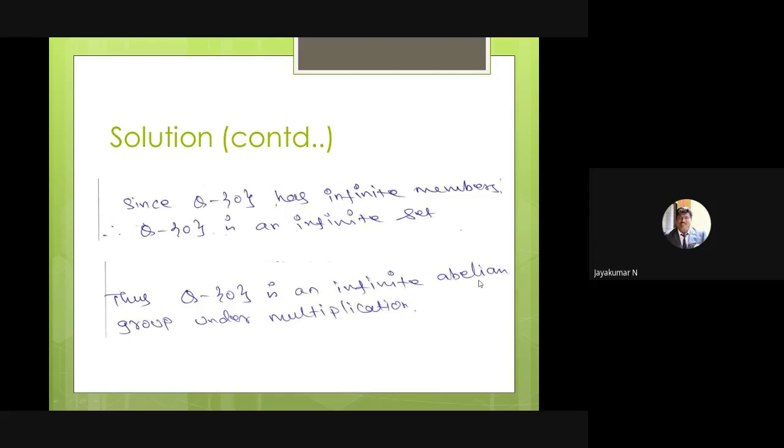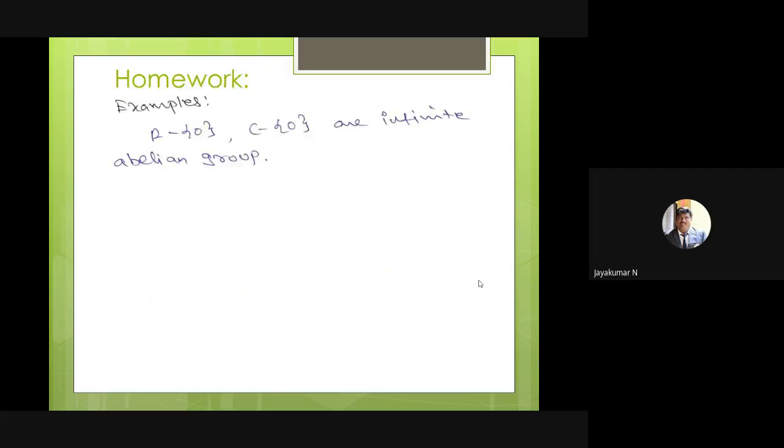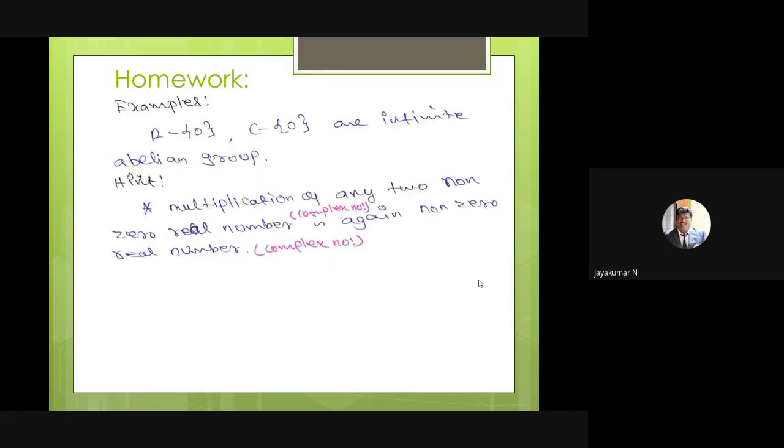The first example, Z comma plus, is a group. The second example, Q minus 0 under multiplication, forms an infinite abelian group. Okay, this is only for practice, not from the exam point of view. Next, similarly, you can prove R minus 0 and C minus 0 are infinite abelian groups. I will give the hint, so refer to it yourself, then do it yourself.